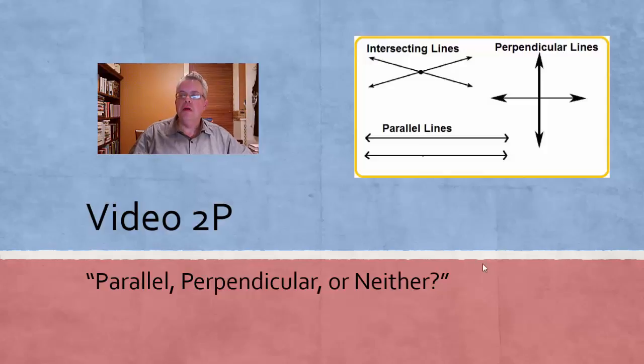This is Mr. Miller. When we have two lines, either they are parallel, they don't intersect, they're perpendicular, they intersect at a right angle, or they're neither, which means they intersect at a different angle. Okay, we're going to decide how to tell if lines are parallel, perpendicular, or neither.